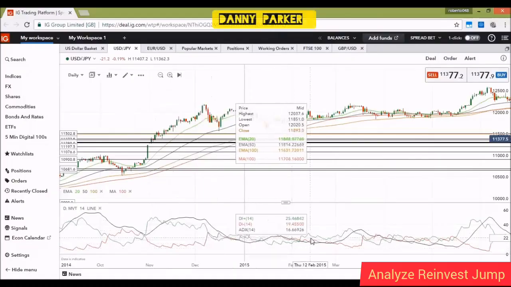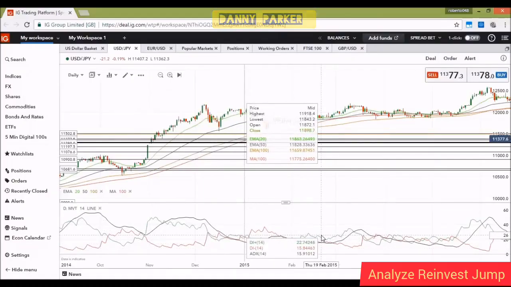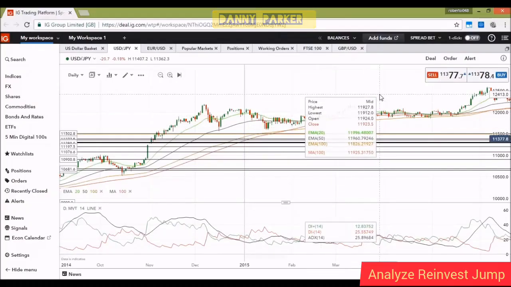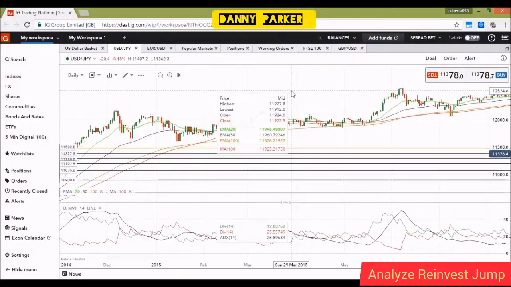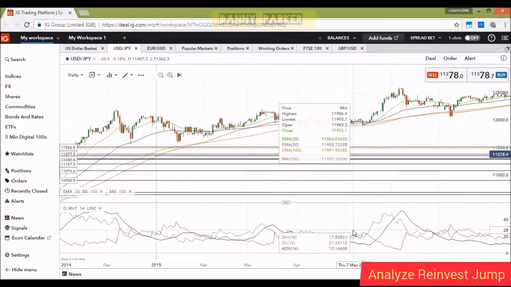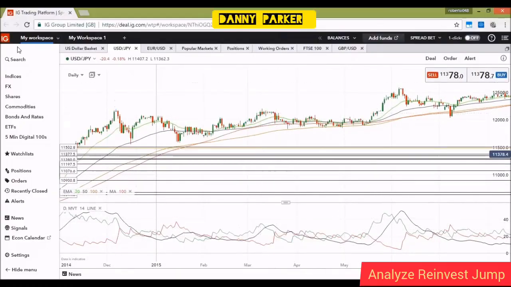And finally, the main line and commander-in-chief, the black line, ADX. This line doesn't care which army is winning. Its only job is to measure the overall intensity of the battle. If this line is high, it means an all-out war and a powerful trend are underway. If it's low, it means the market is in a ceasefire and a boring range.